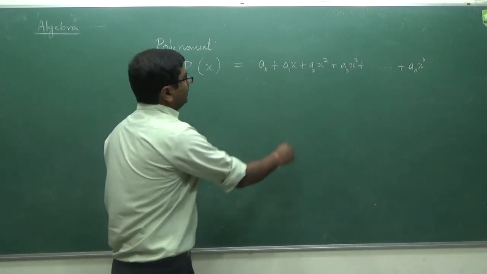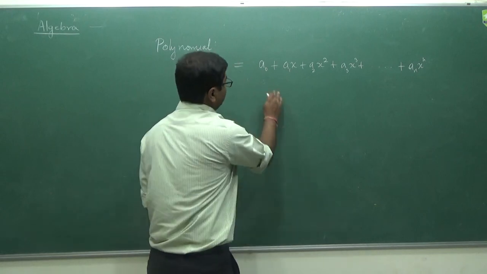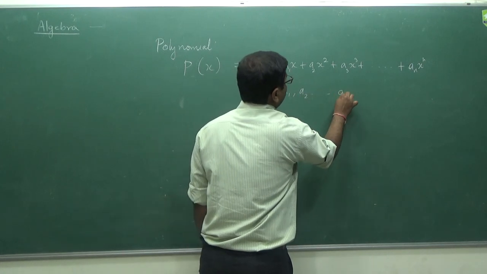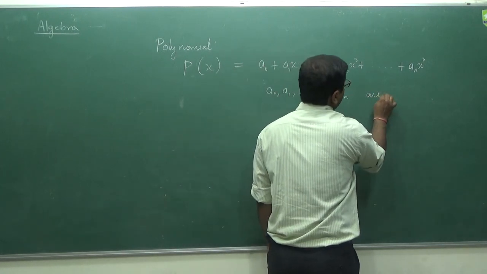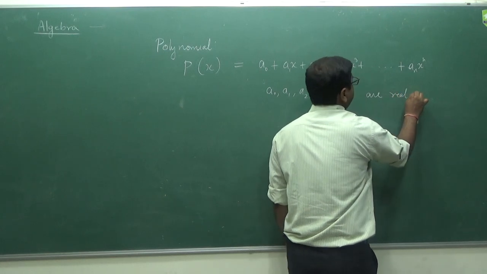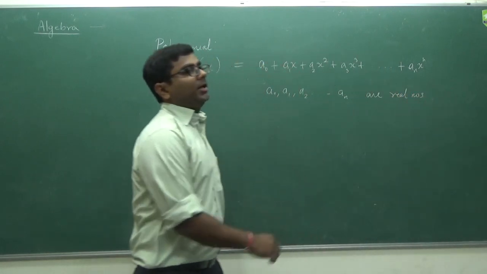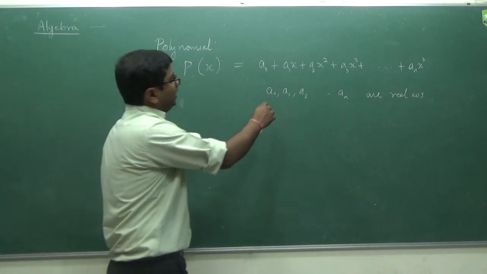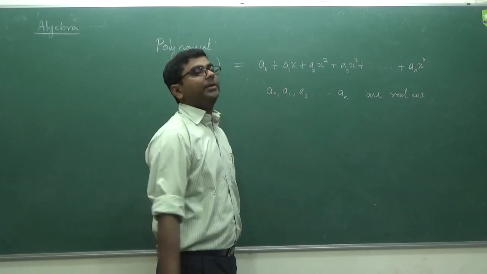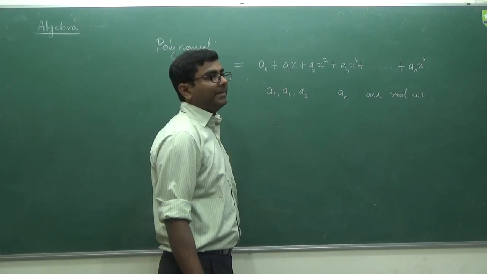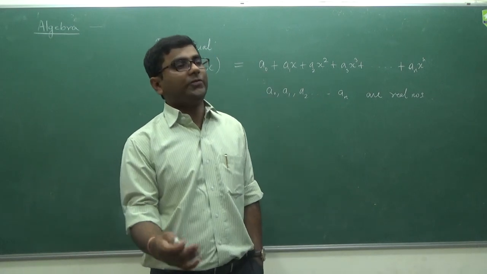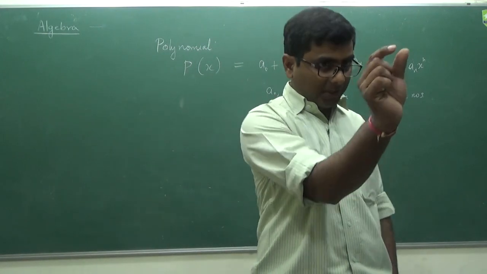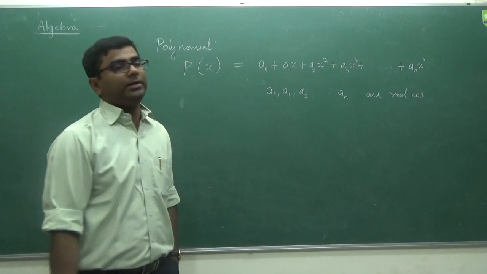If you see all the coefficients, a0, a1, a2 till an, all are real numbers. A0, A1, A2, A3, all are real numbers. This is our index, just to differentiate. It is a variable with a subscript: a0, a1, a2, a3, an. It's not multiplication.